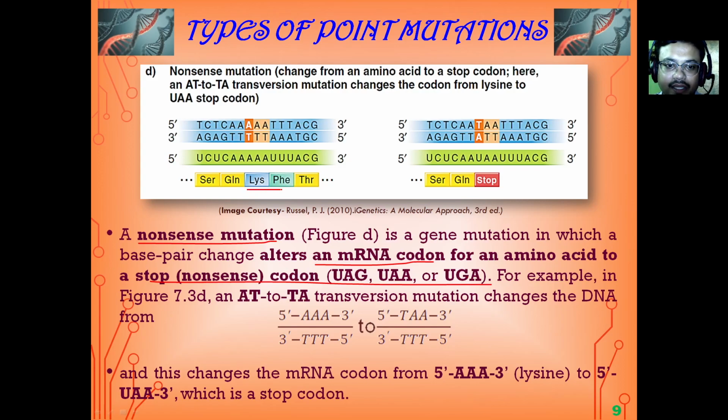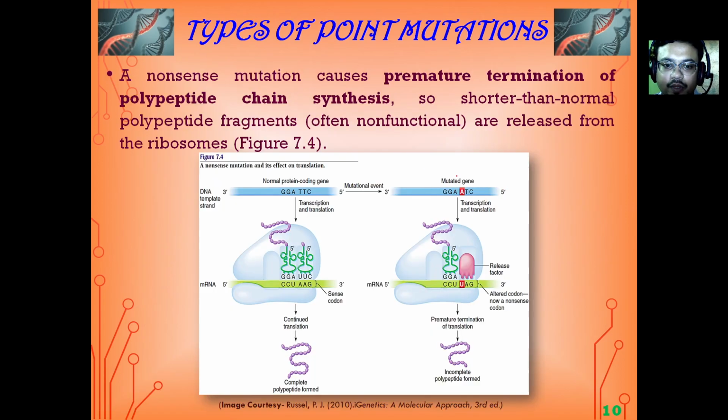Here, for example, this 5' AAA 3' gets changed into 5' TAA 3', which when being transcribed into mRNA results in this particular UAA codon, which is a stop codon.